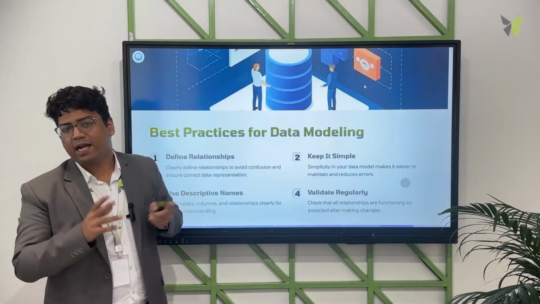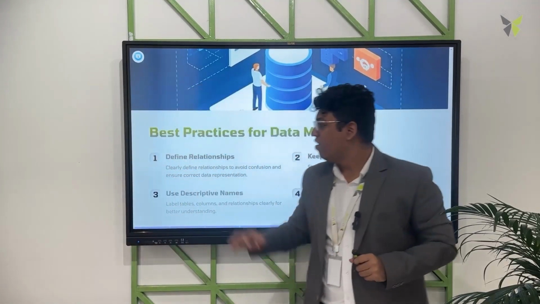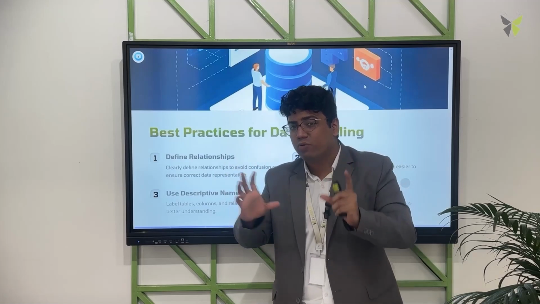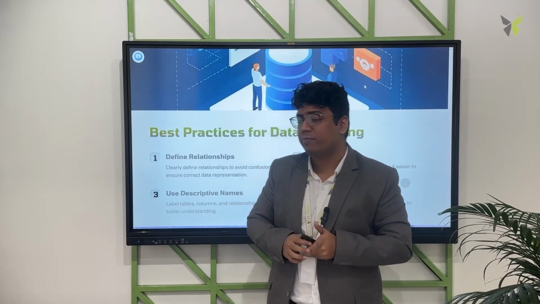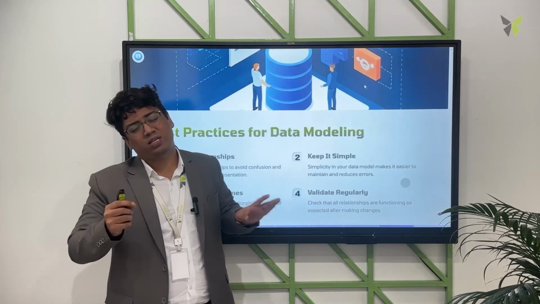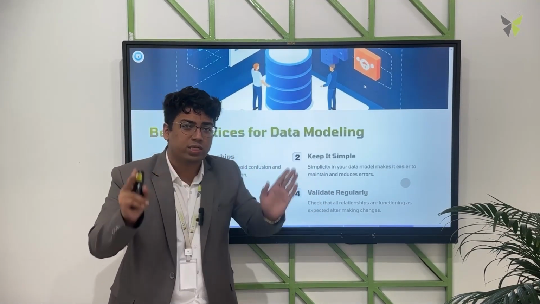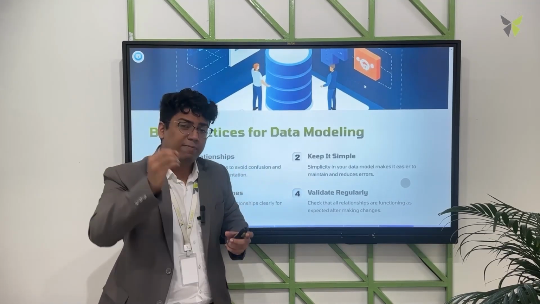The best practices for creating this data modeling, creating these relationships, are what? First, define your relationships, right? Exactly how is this table going to share this information? What is the type of relationship that the tables have? Another one is, keep it simple. Say for example, you are joining two tables. Keep it simple.